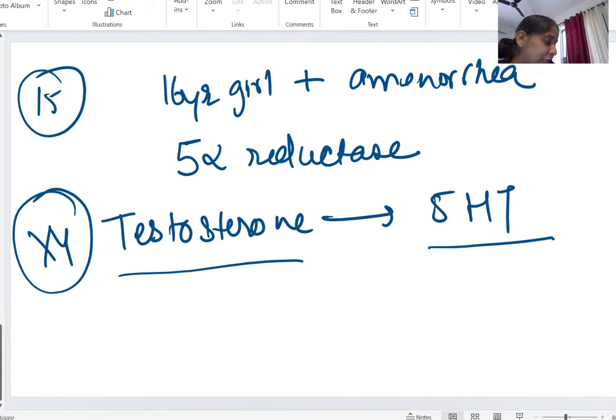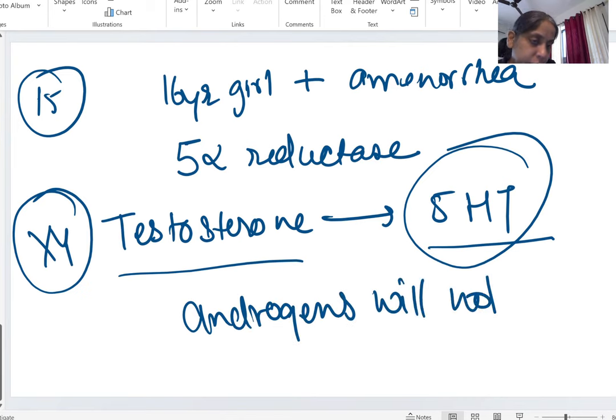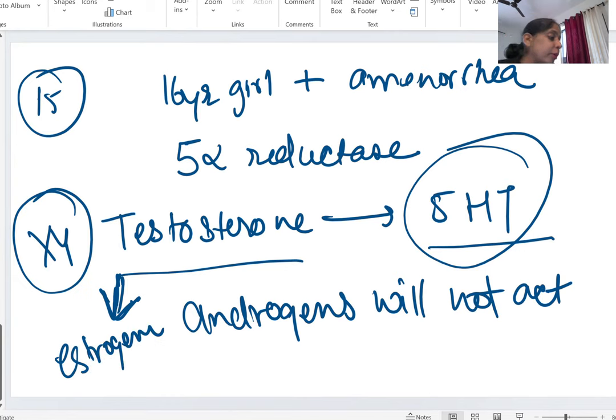Its genotype is XY, right? So testosterone will be produced, but it will not be changed into 5-dihydrotestosterone. So this is another case of male pseudohermaphroditism, because if there is no active form of testosterone, then the androgens will not act. So it is somewhat similar to androgen insensitivity. Now this testosterone will get converted into estrogen.